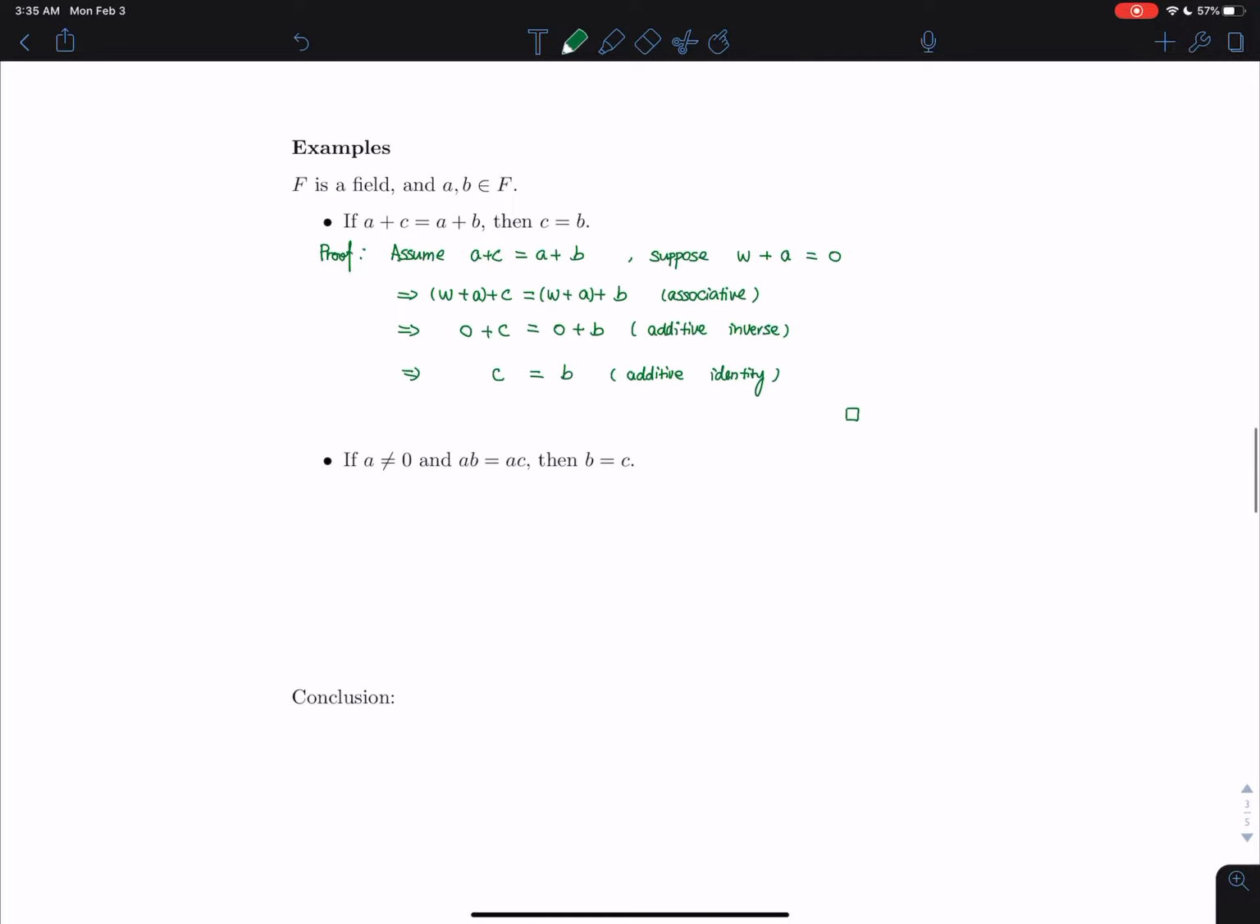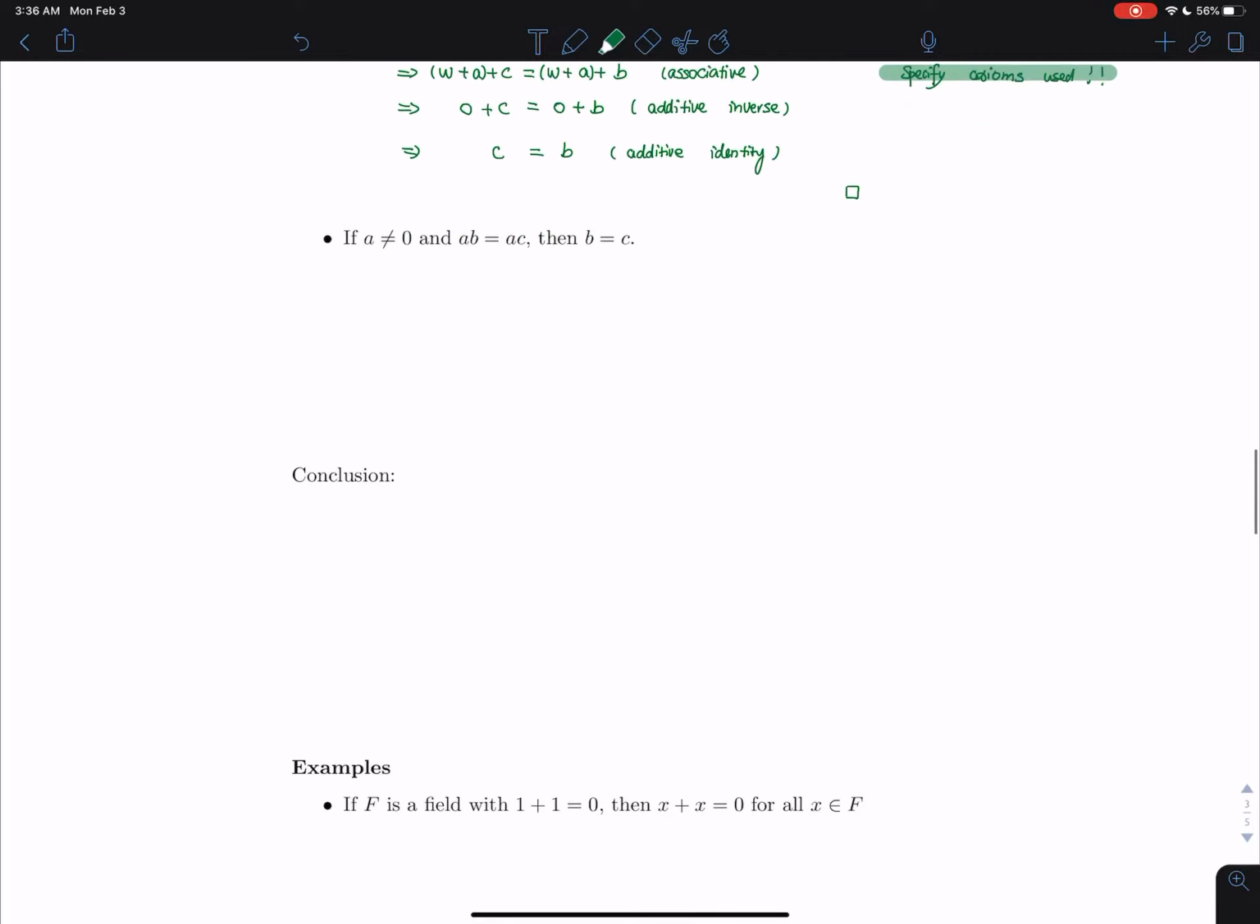So this question seems really simple, but make sure you don't skip any step. Do not skip step. And make sure you specify axioms used. Those two are really important. Highlight here. That's the key of this chapter.